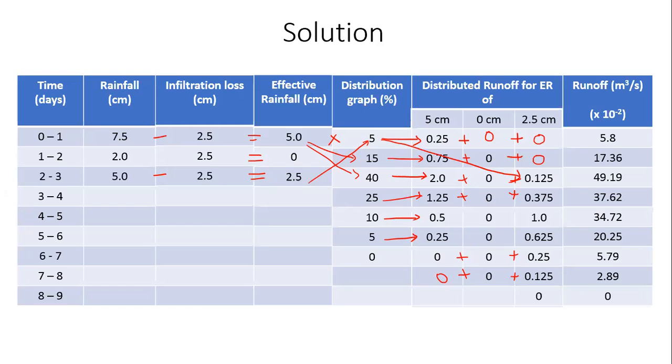So this number, maybe we'll just work out one number. Sir, 5 centimeters of effective rainfall occurred over 6 days, right? Correct. 5 centimeters of effective rainfall occurred over 6 days. Yes. And that is because of 7.5 centimeters of rainfall. Correct. So since it's happening over 6 days, will the second day rainfall have any effect on the ER value? 2 centimeters, will it not affect the ER?